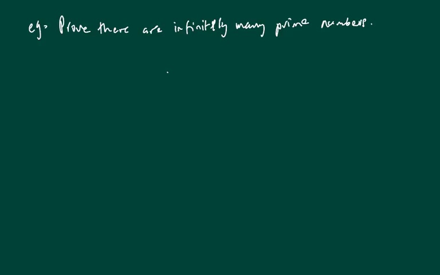Okay. So the first step is to assume that this statement is not true. So let's assume therefore there are a finite number of prime numbers. And what we basically want to do is find a contradiction in this statement, and hence prove by contradiction that the original statement of infinitely many prime numbers is in fact wrong.